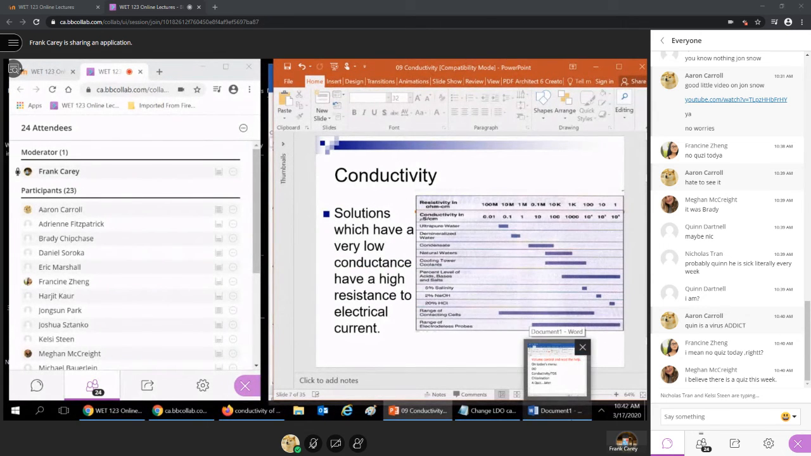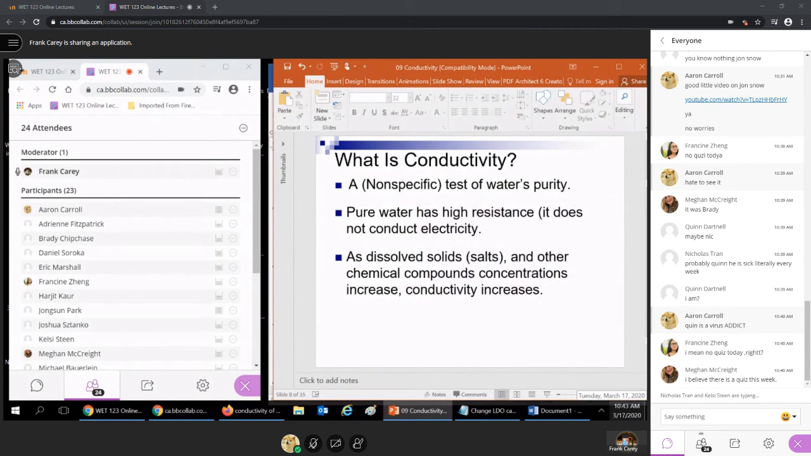Since water is a very poor conductor of electricity, it is a quick and dirty tool to measure how impure the water is. That's all. It doesn't say what's in the water. It's just, like I said, a quick, easy and cheap method to see how impure the water is. So it's non-specific. It can't tell you what's in the water, but it can give you an idea of how many impurities, dissolved solids, are inside the water.